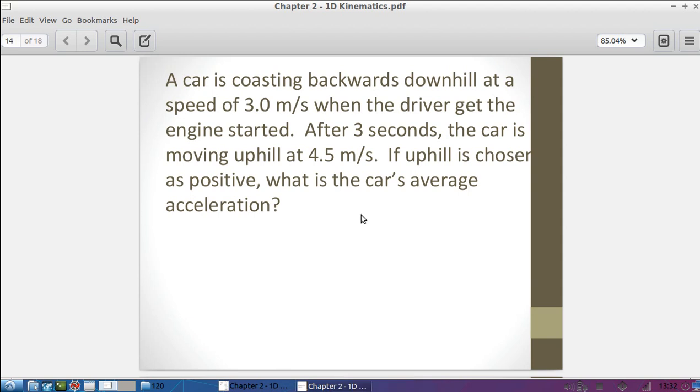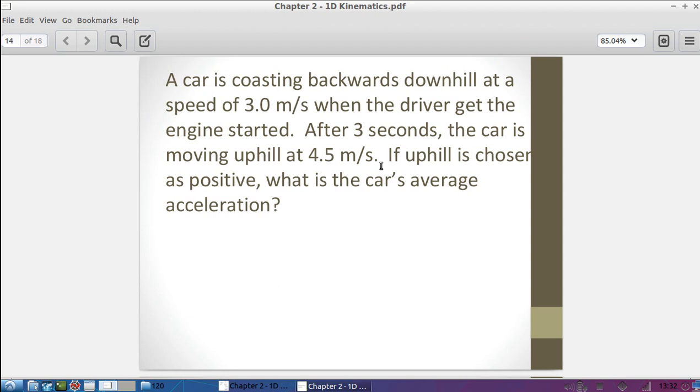It says speed of 3 meters per second, so I'm already on the alert here because they're using the word speed, so I've got to think about that. Driver gets the engine started. So the car's coasting, something happens, the driver starts the engine, and over a 3-second time interval, the car goes from moving down the hill at 3 meters per second to moving uphill at 4.5 meters per second. Right, so the car's not running, rolling down the hill. They start the car, and then 3 seconds later, it's going up the hill at 4.5 meters per second.